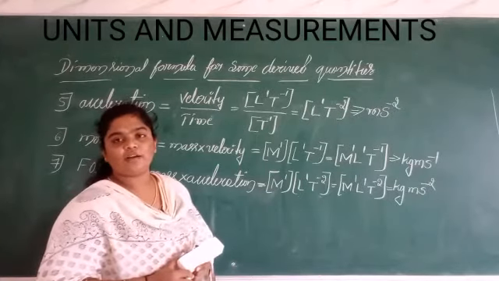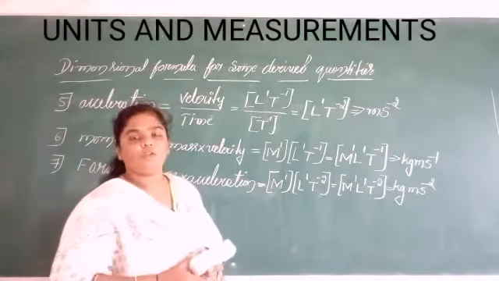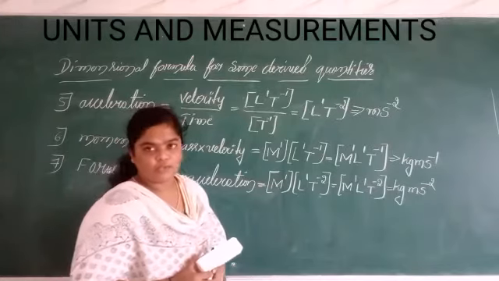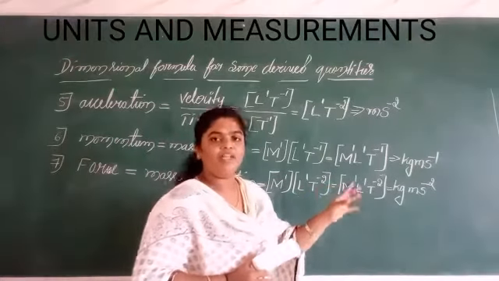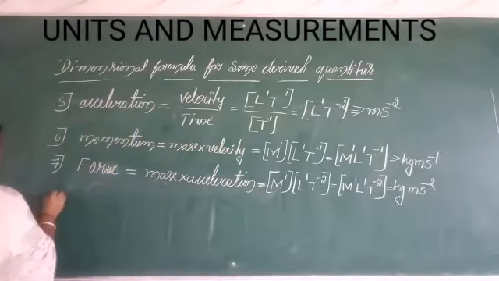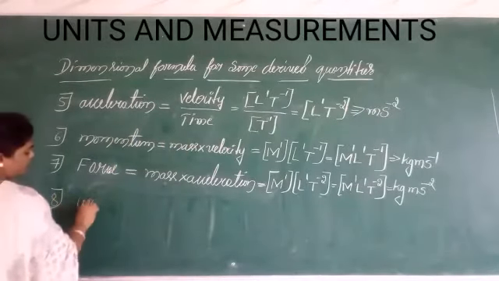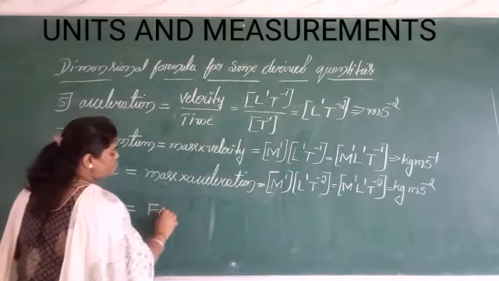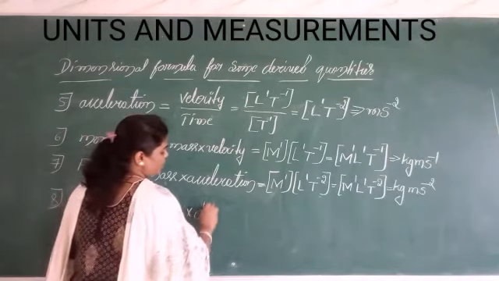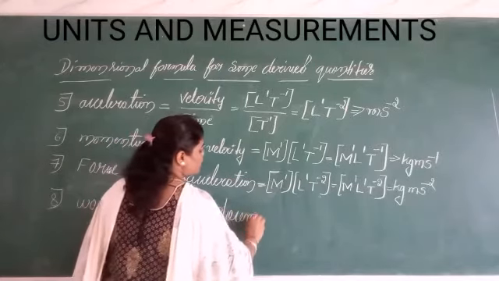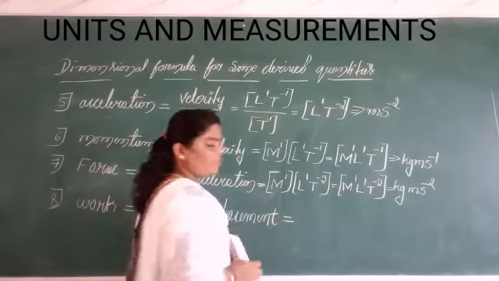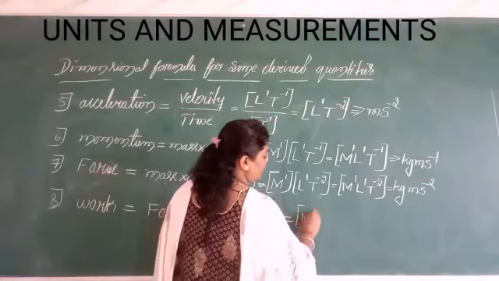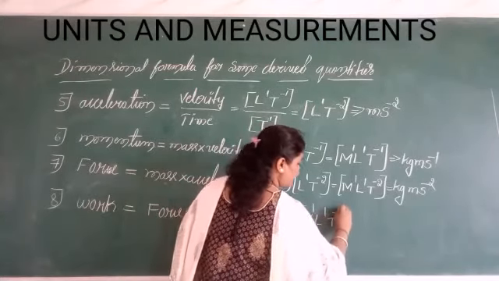For some physical quantities we express the unit using scientists' names, and Newton is one of them. But in terms of fundamental units, it is kg meter per second square. And next, see the work, the product of force into displacement. For force we have already found the dimensional formula: m1 l1 t minus 2.